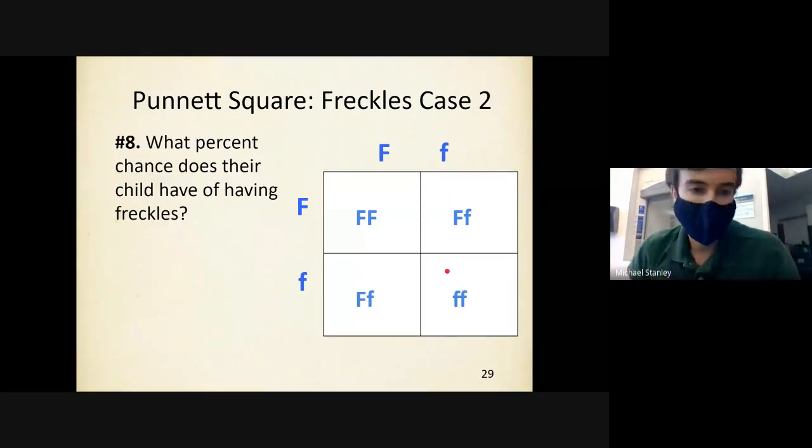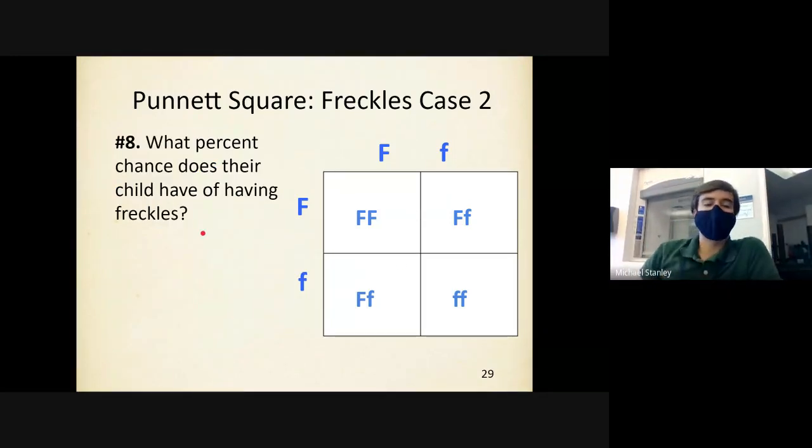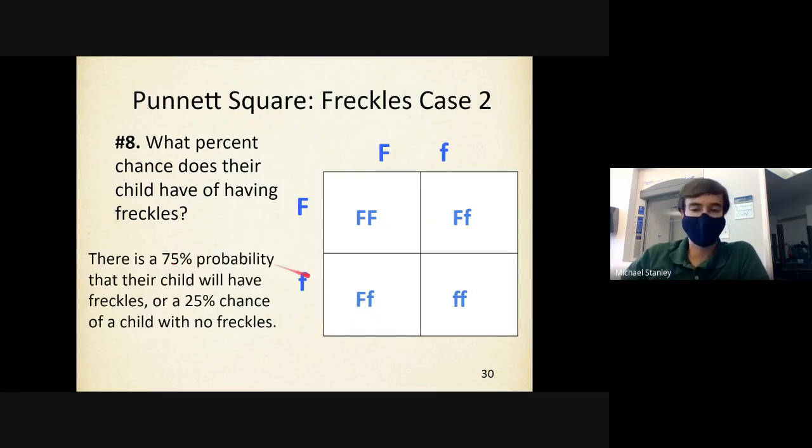So now, if we want to know about their percent chance of having freckles, 3 out of the 4 boxes are going to give a child with freckles, right? All of these have at least one big F, so 3 out of these 4 will be freckles. 1 out of the 4 is recessive and will not have freckles. So 3 out of 4 is the same as 75%, and 1 out of 4 is the same as 25%.